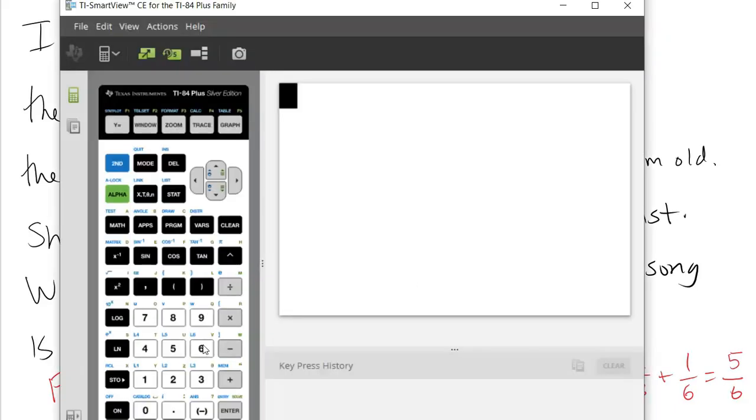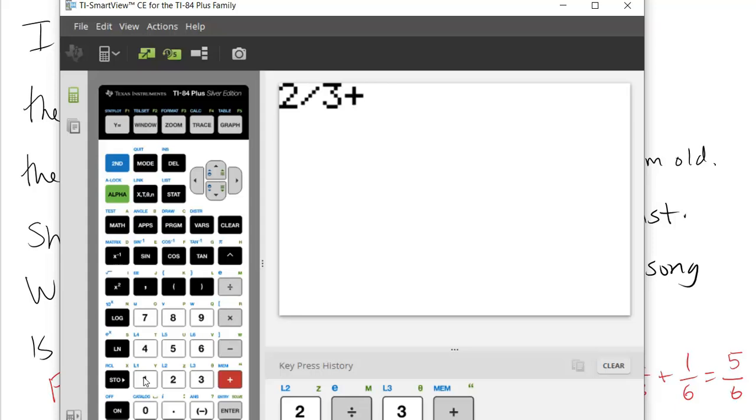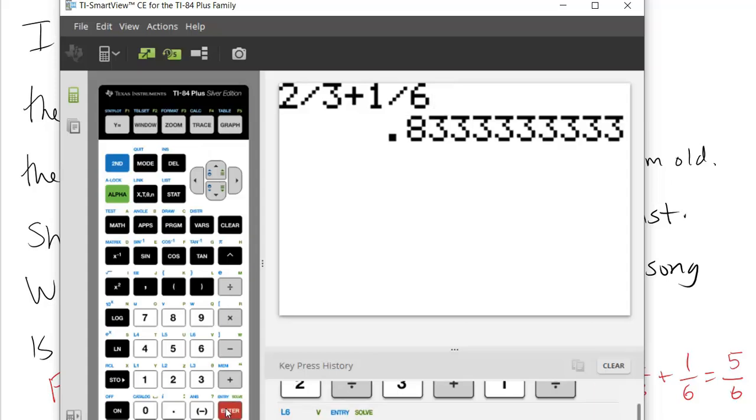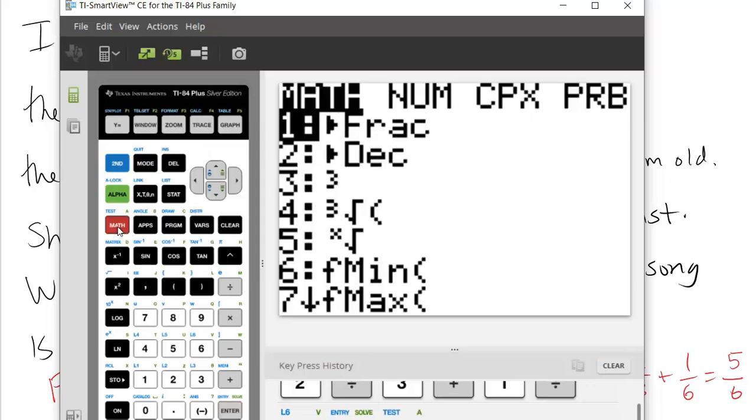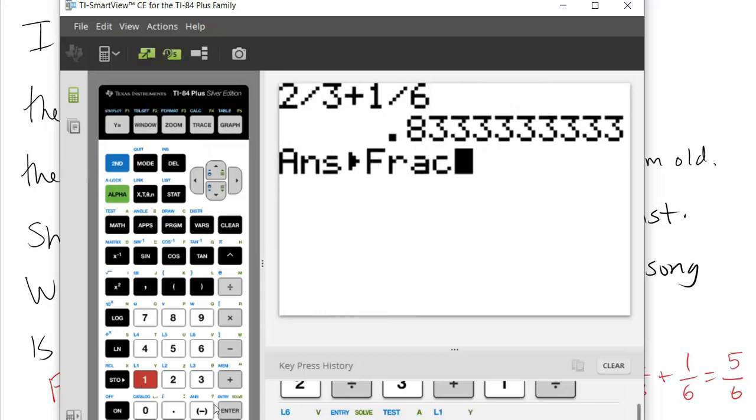If you're really uncomfortable with fraction addition, you can use your calculator to do fraction addition. So like for this example, I can type 2 divided by 3 to represent 2/3, plus 1 divided by 6 to represent 1/6. And if you hit enter now, it's going to give you a decimal answer. But after you hit enter, you can push your math key, and the very first option says change that result into a fraction if possible. And this one can be changed into a fraction, so the calculator does.